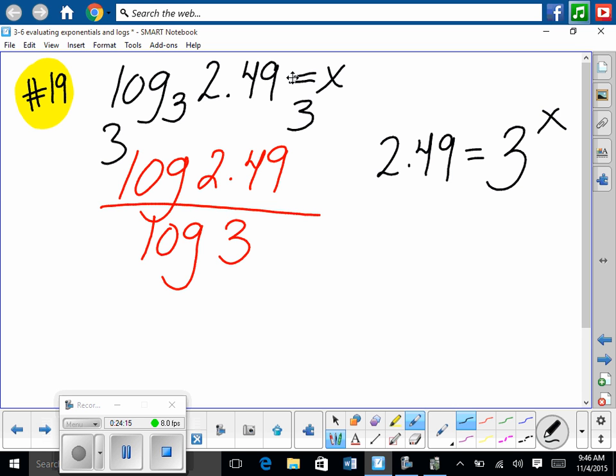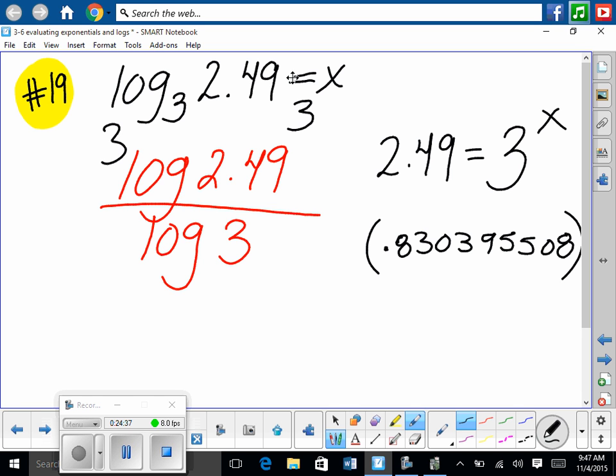Now type in, our answer was 0.8303955088. Okay, so that's our answer for x. So type that into your calculator. 3 raised to that, and guess what? You hit enter, and you get that answer. So you can always check your answers.